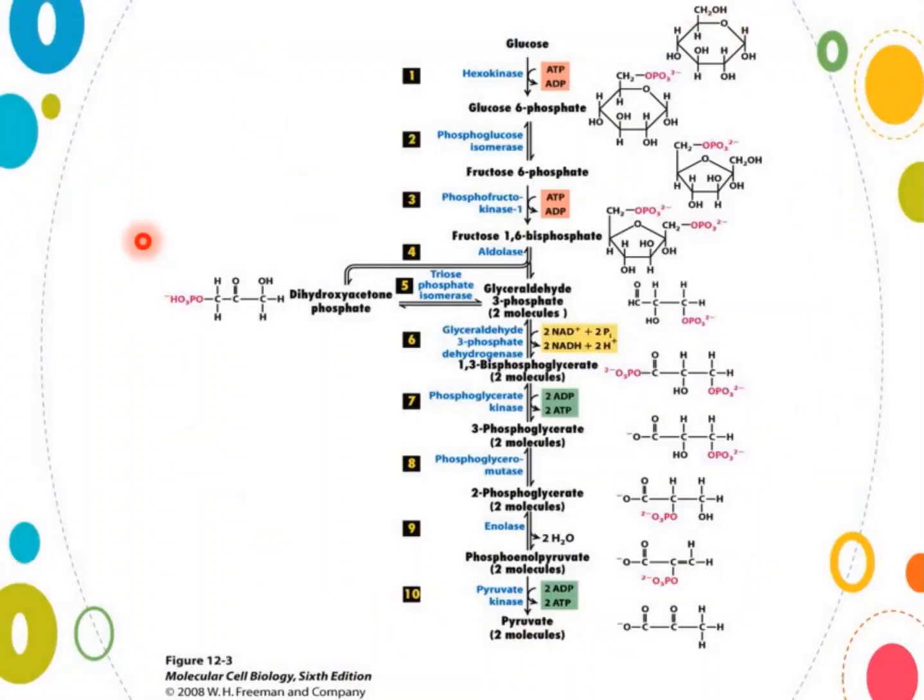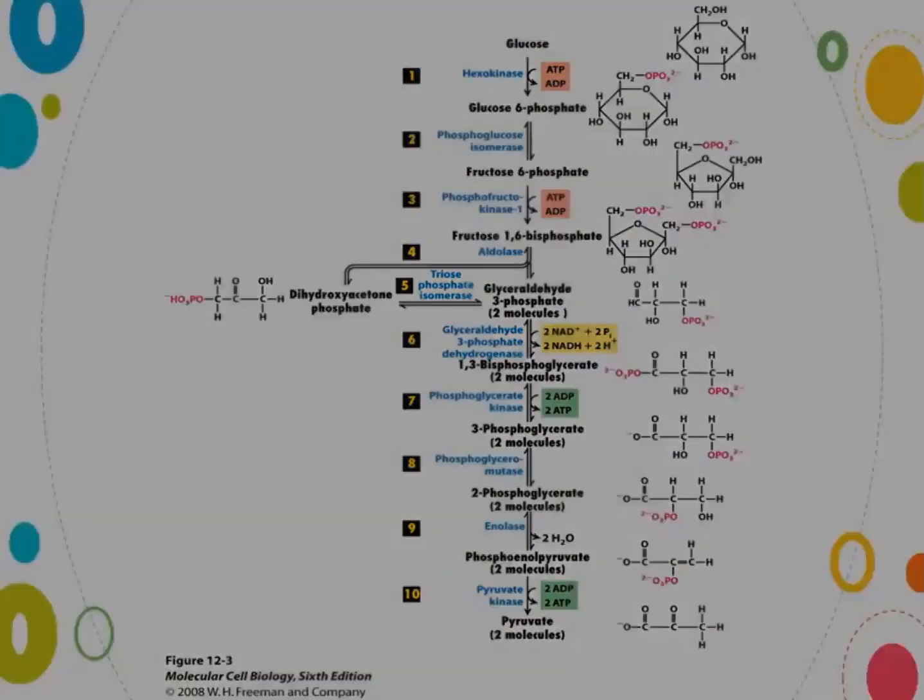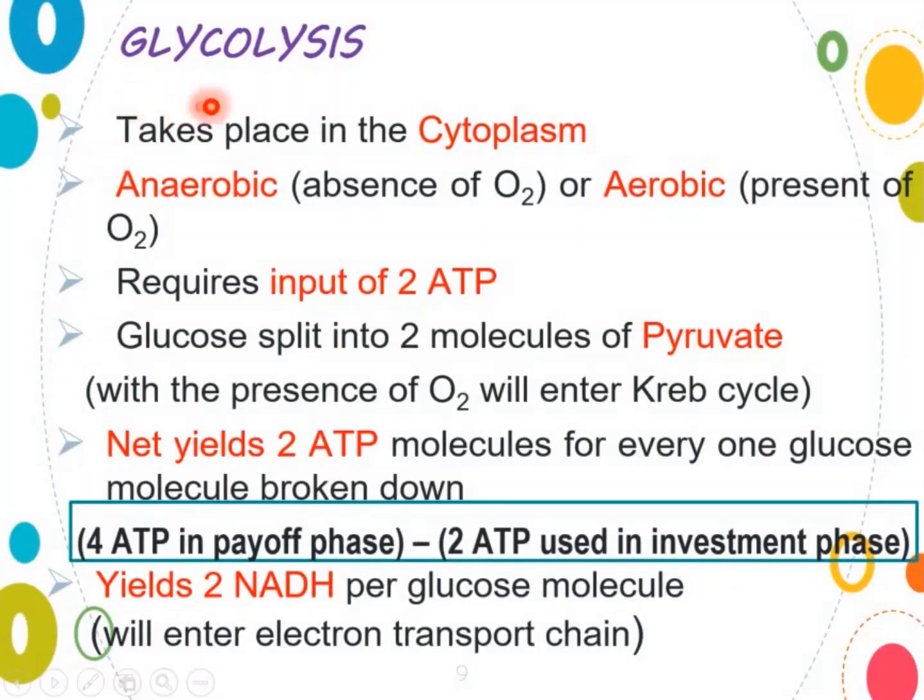So this is the overview of the glycolysis pathway. As a summary, glycolysis occurs in the cytoplasm and can occur without or with the presence of oxygen. From one glucose molecule, two molecules of pyruvate are produced, which can yield 2 ATP and 2 NADH. During the investment phase, 2 ATP are used. However, during energy payoff phase, there are 4 ATP produced. So the net yield of ATP is 2 ATP. Then the NADH that is produced will enter the electron transport chain.